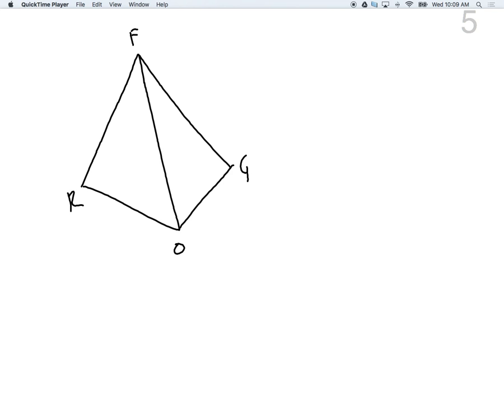Understand that just because one side is biggest in one of the triangles doesn't necessarily mean that it is the biggest side in the other triangle. This looks pretty much like FO would be the longest side. But again, you can't trust the pictures, you have to do the work. So you're going to look at each triangle. We'll do this triangle first, triangle FRO, and list the sides in order.